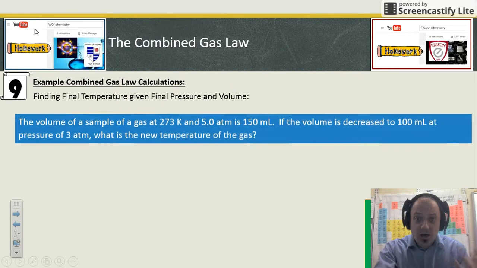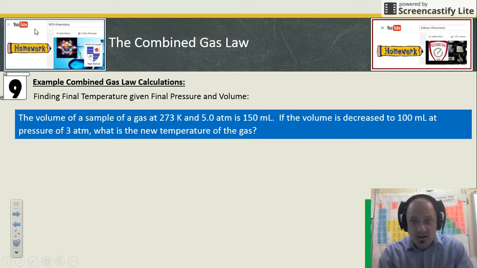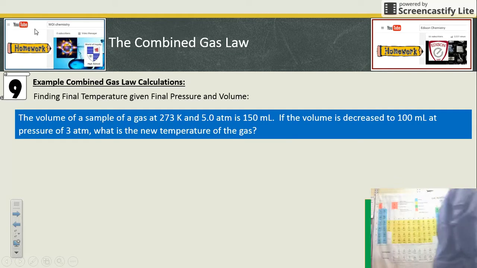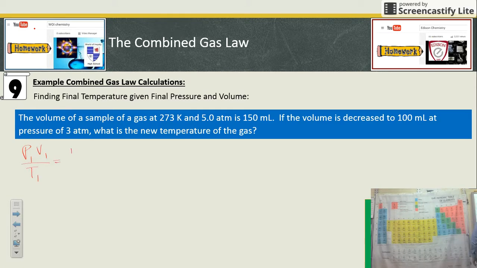So here's some example problems. Got to do some math here, do some rearrangements on the board, and you'll do the mathematics of solving these problems and then doing your practice, okay? So let's start with our equation here. P1 V1 over T1 equals P2 V2 over T2.